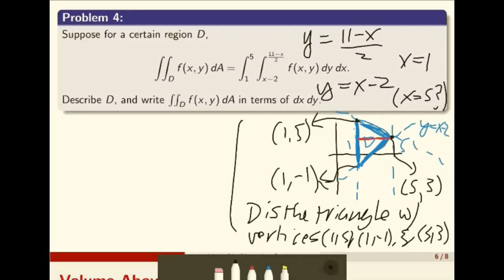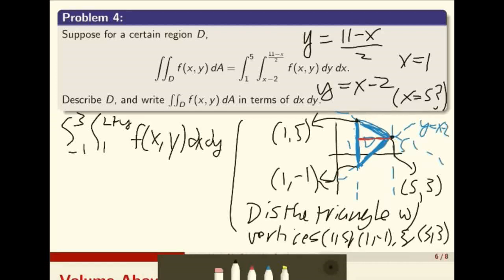The first integration in y is a simple region, with y ranging from -1 up to 3. In this range, we've got x ranging from 1 on the left all the way up to the point satisfying y equals x minus 2, which we can solve for x as x equals y plus 2, or 2 plus y. And then we've just got the same f of x y dx dy.